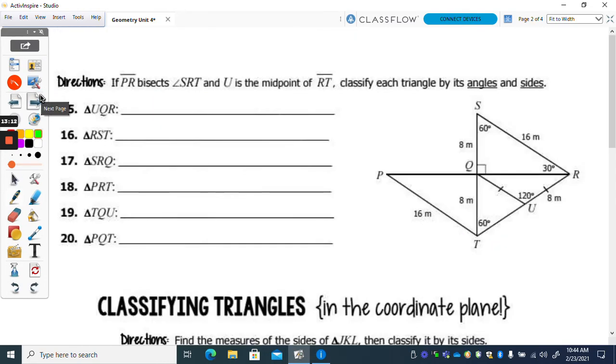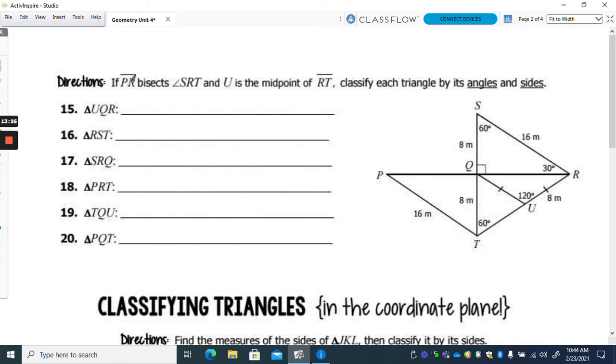Okay, if we're looking at all of our triangles in one big diagram, make sure that you are looking at the right triangle. Also, pay attention to your directions. This says if segment PR bisects angle SRT, meaning that if this angle is 30 degrees on this side, what is it on this side? 30 degrees. If it bisects it, it cuts it in half in the middle.